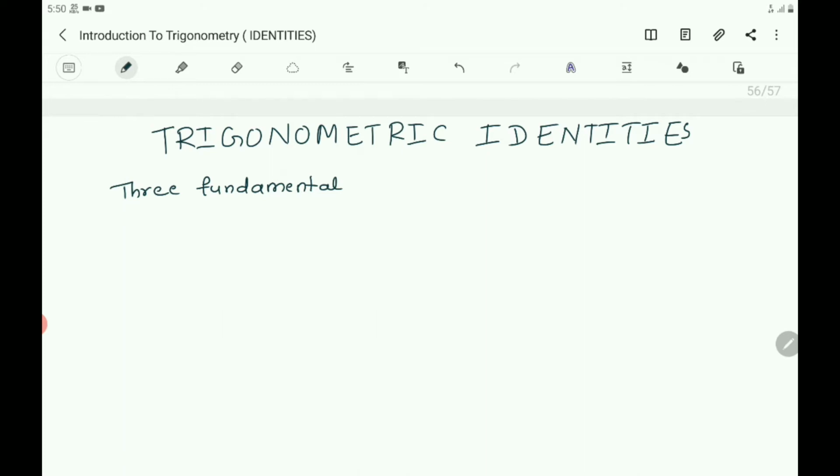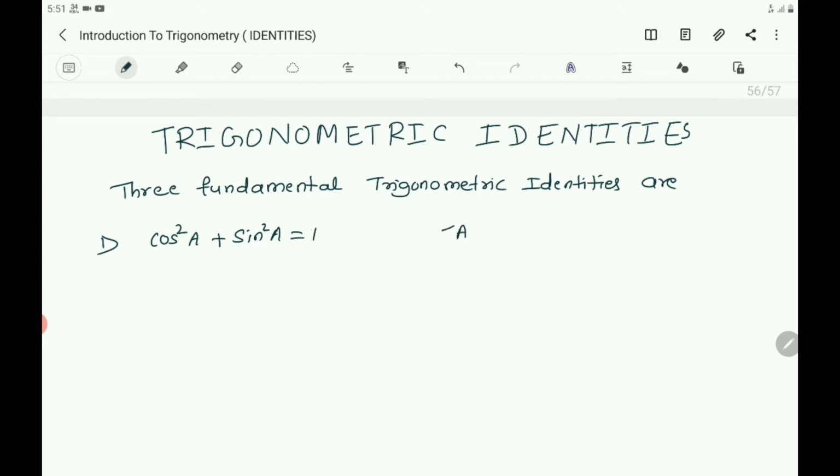First one is cos square A plus sin square A equals 1, where A is greater than or equal to 0 and less than or equal to 90 degree. Means it is a value from 0 to 90 degree.